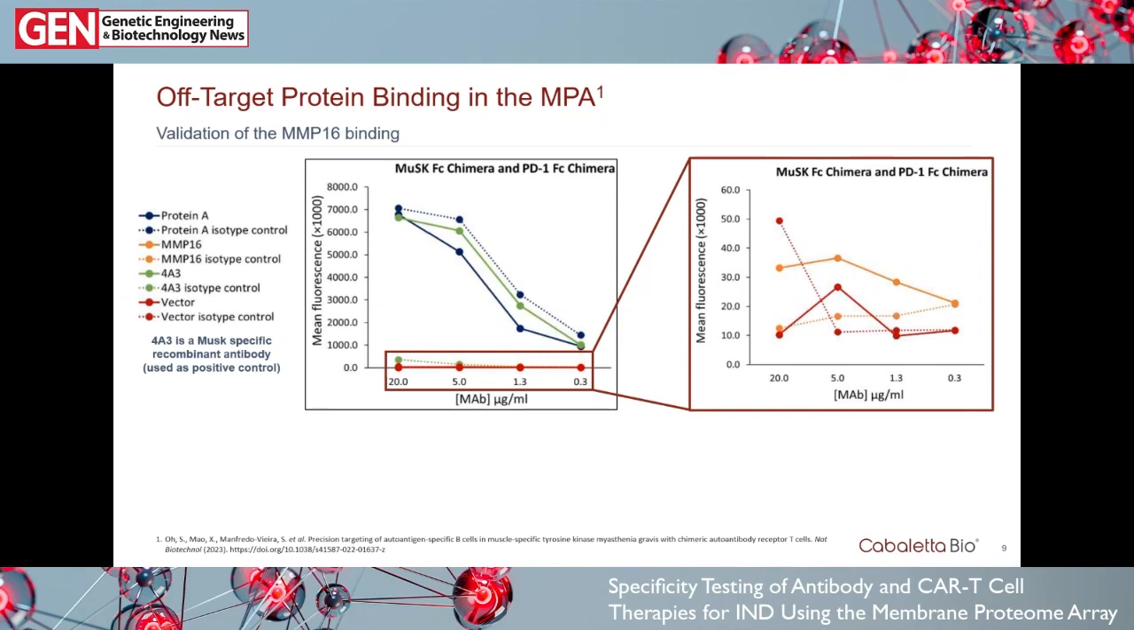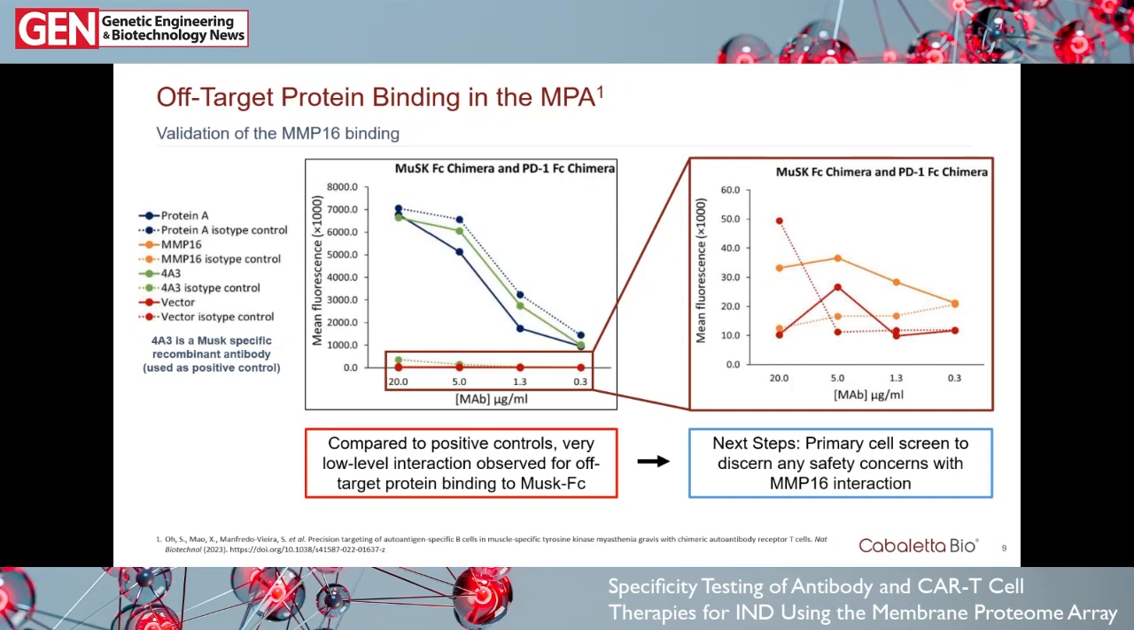But as you can see, the data itself, the orange line, overlaps the vector-only isotype control, suggesting that it's a very weak binding within the noise levels, or potentially, as I said, extremely weak binding. So we decided to follow up on that. And the follow-up studies basically showed the same thing.